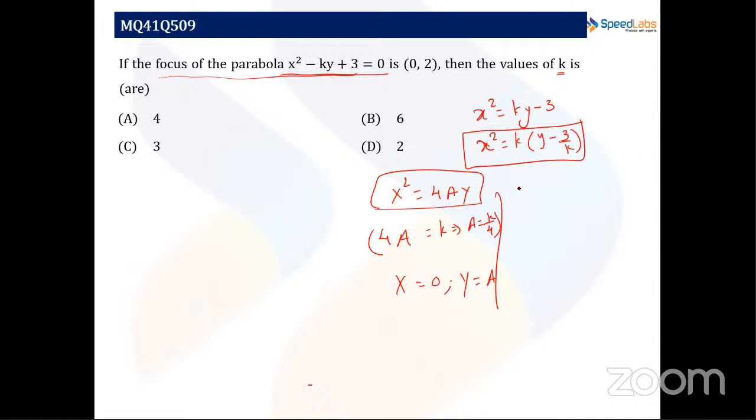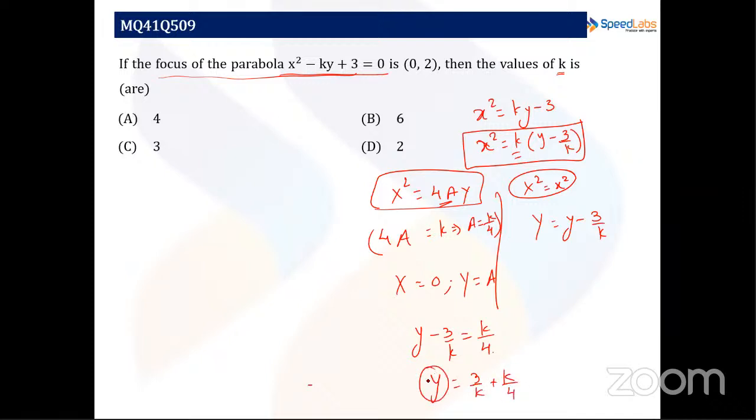Now on comparing we are having capital X squared and small x squared. In place of 4a we are having k, and in place of capital Y we are having small y minus 3 by k. So we are having y minus 3 upon k equals to capital A, that is k by 4. So y is 3 upon k plus k by 4, and it is given that the focus is y equals to 2.